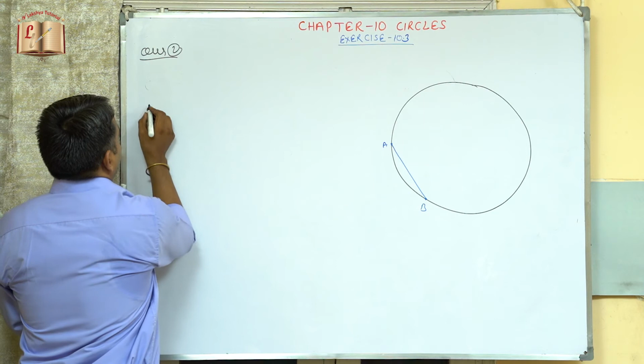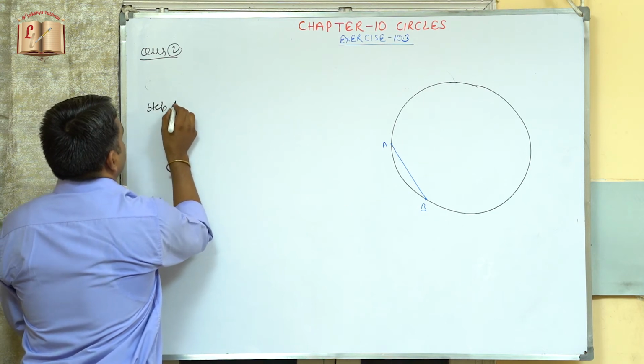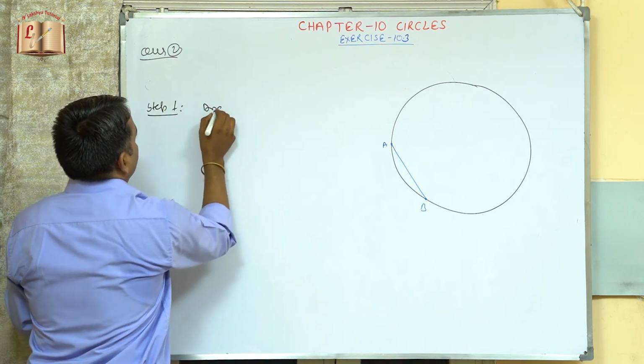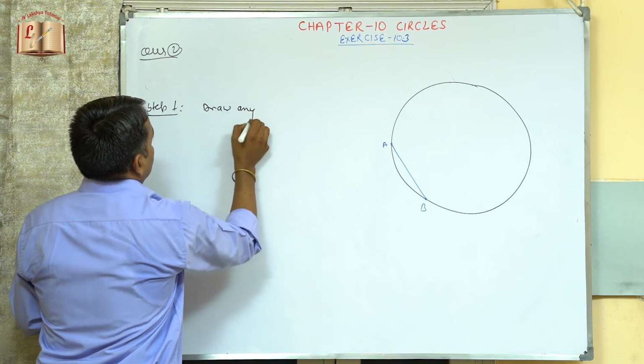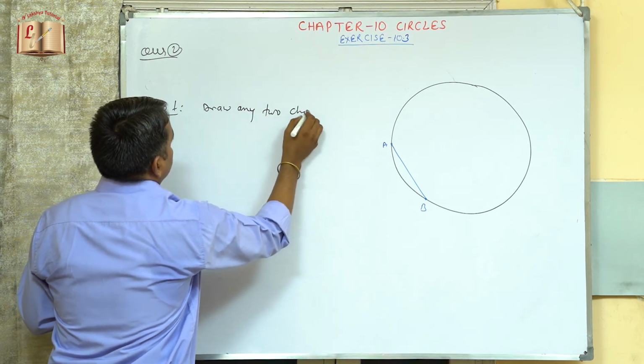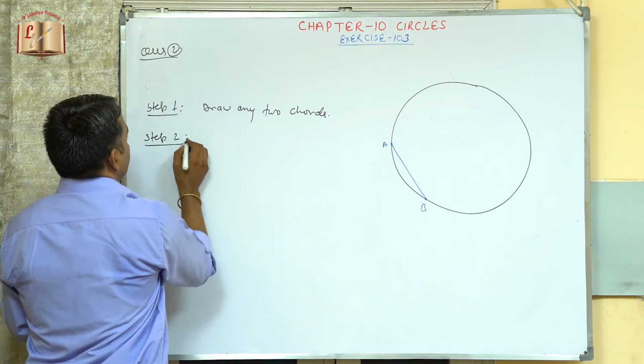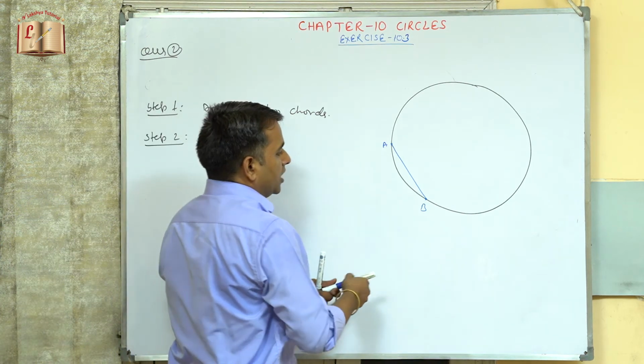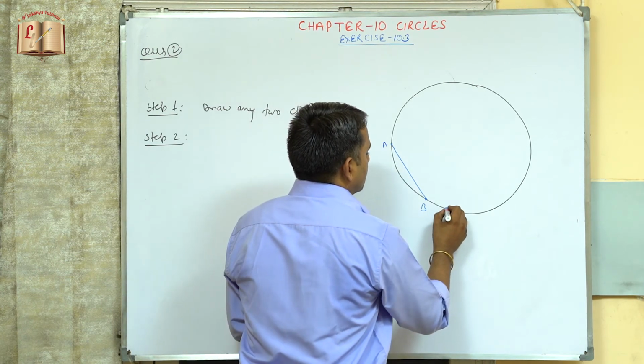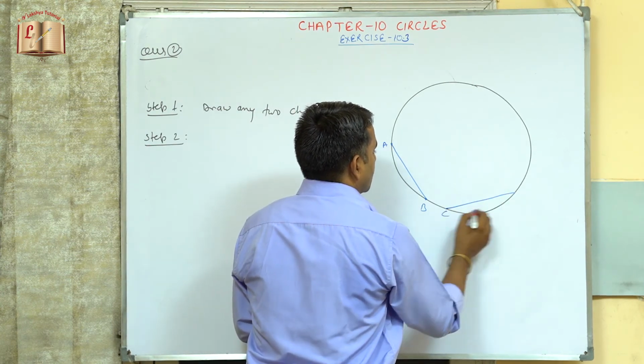So what is step 1? Step 1 is draw any two chords. So this is step 1. Now step 2. So this is one of the chords and we can draw another chord, this is CD.